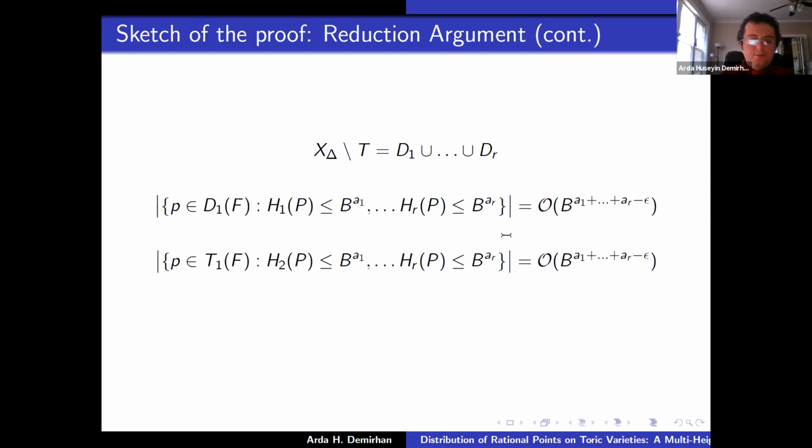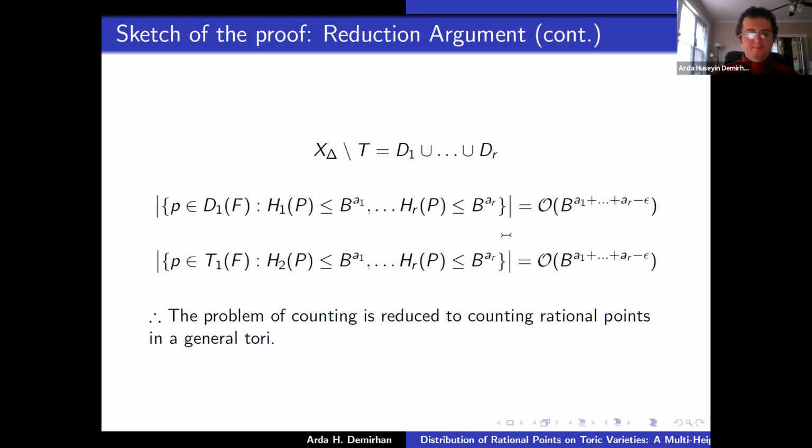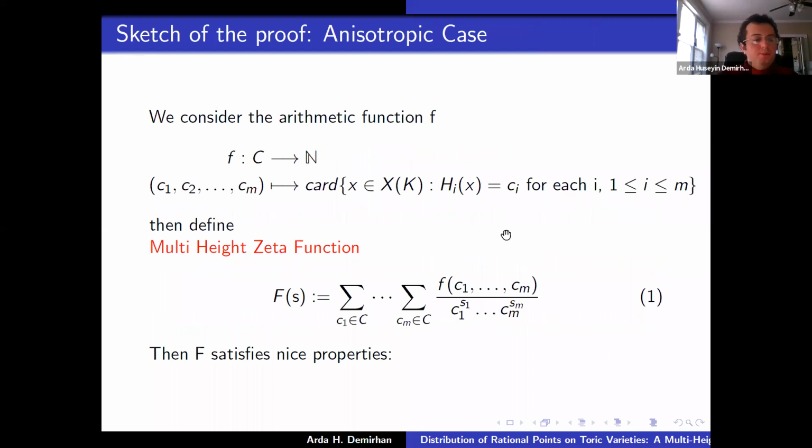So by this inductive argument, the problem of counting boils down to counting rational points in a general, not necessarily anisotropic, tori setup. Hence, we don't need to work in the full toric variety. We can just do our work in the torus, and that's why we can consider the height zeta functions on the torus only. Let's go over the sketch of the proof for the anisotropic case.